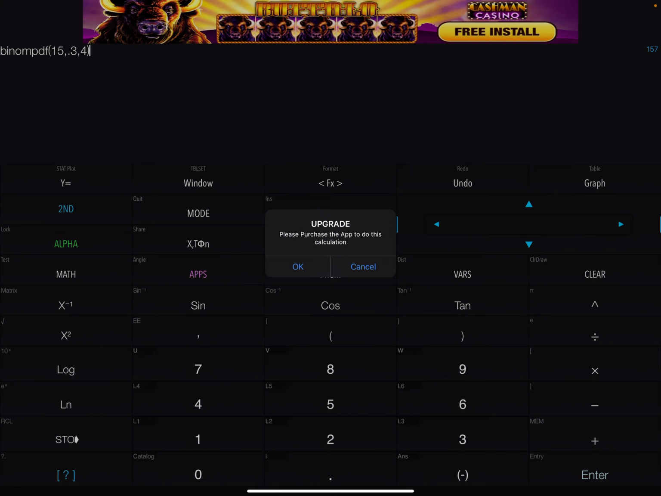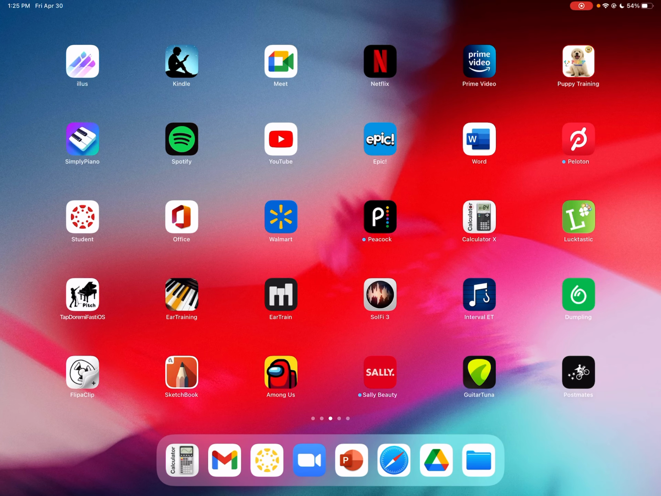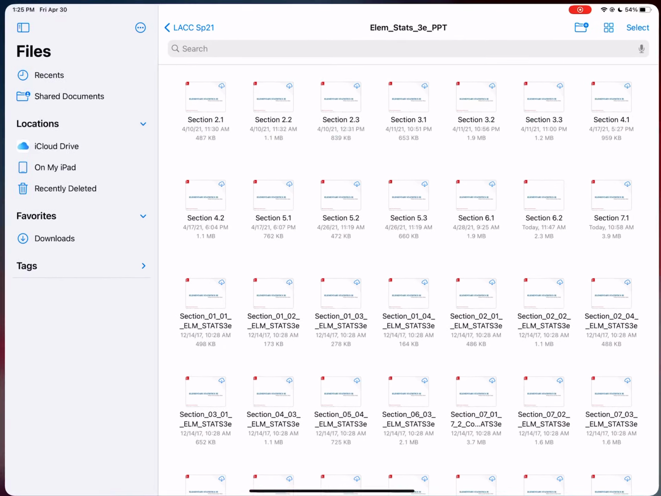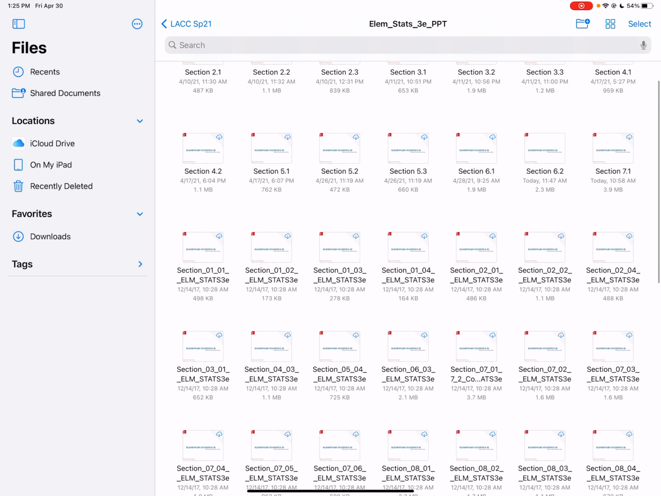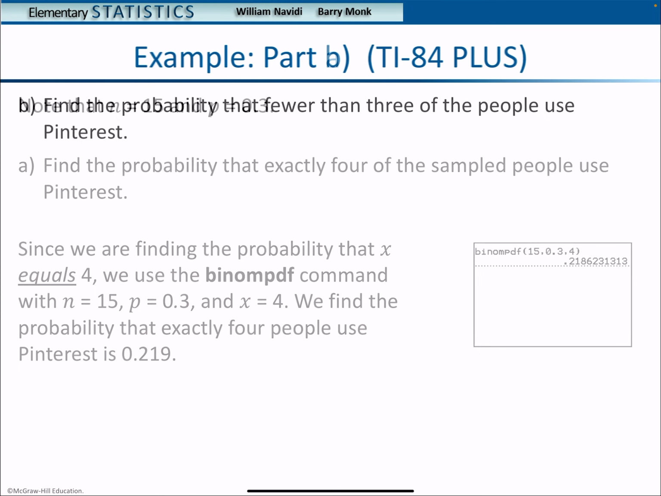Oh, oops. This is the free app, sorry. I have to download the other app. Anyway, that's how you enter it. Okay, so that's 0.12, not 0.219.